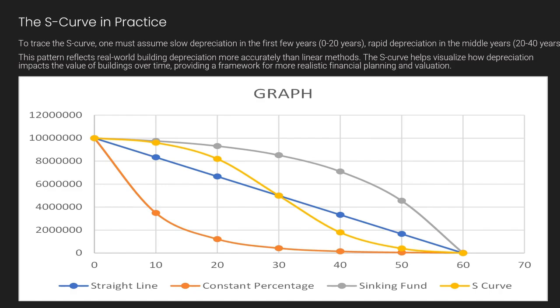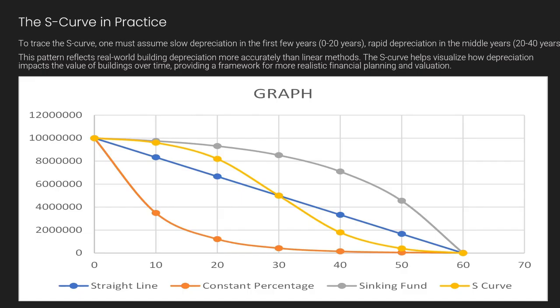See here at 30 years, the value with the S curve and your straight line method, they are similar. Similarly, at the end of 40 years, values are almost equal with the straight line and this S curve. And in the later stage, you see here, these values almost coincide with the constant percentage method. See this.